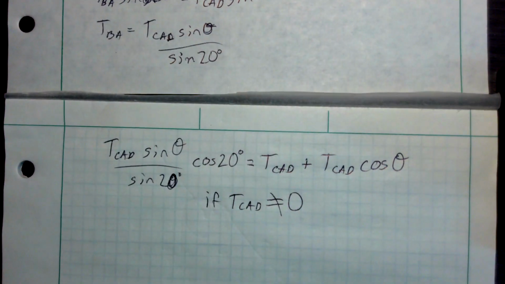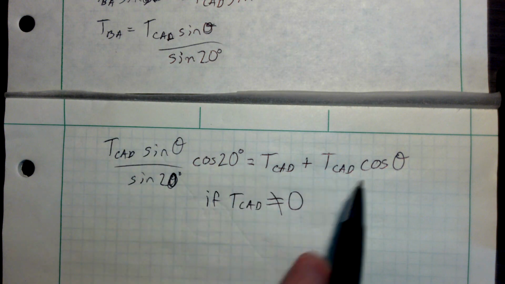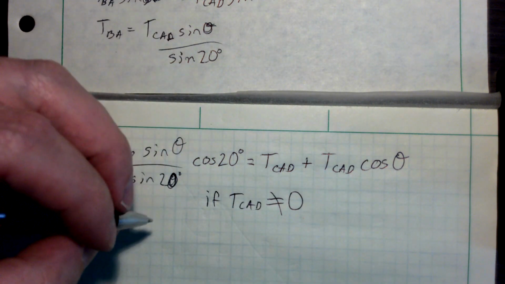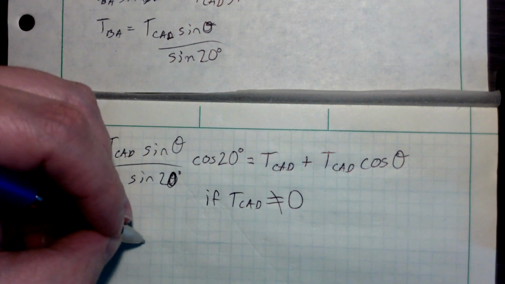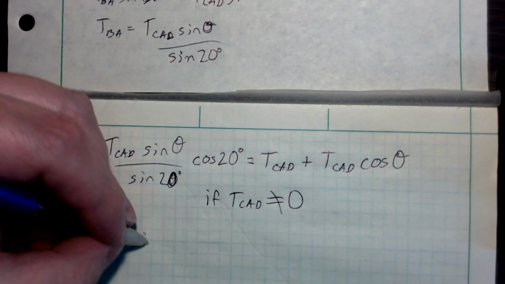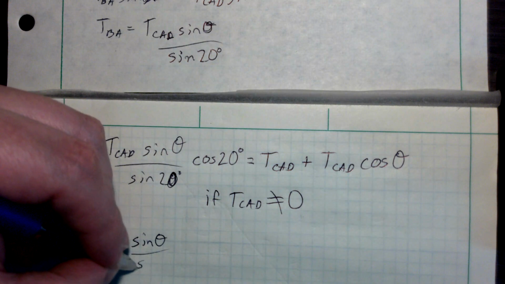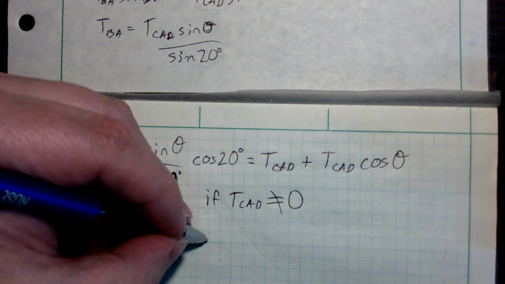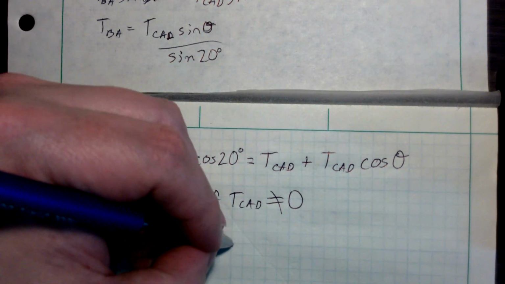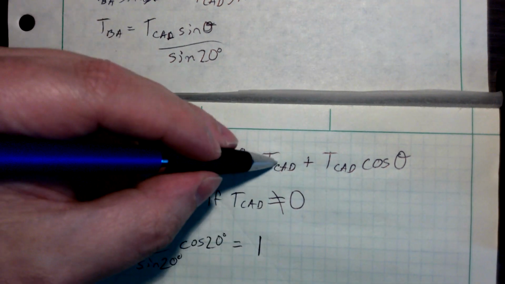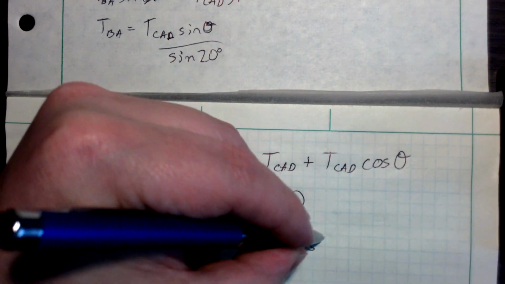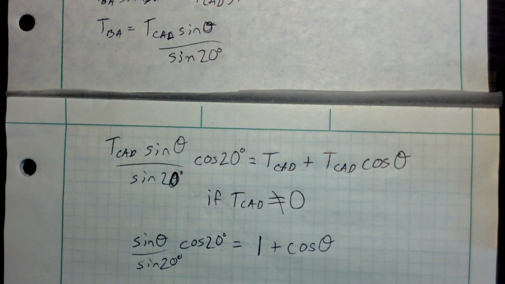So long as TCAD is not 0, I can divide each of these terms by TCAD, the tension in CAD. So long as it's not 0, then this becomes sine theta over sine 20, cosine 20 is equal to 1, TCAD divided by TCAD, and then plus cosine theta.